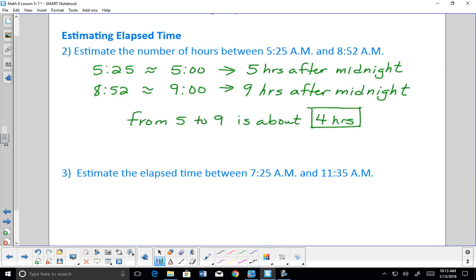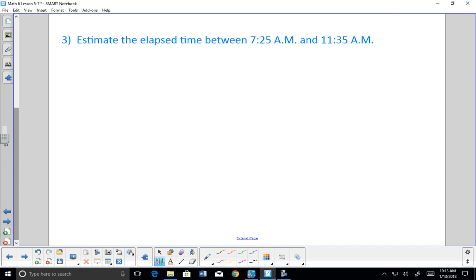Let's look at number 3. This one is a little bit more complicated because we're going to estimate the elapsed time between 7:25 a.m. and 11:35 a.m. Since 25 minutes is really close to halfway through the hour, and 35 minutes is just barely past halfway through the hour, we need to round one of our numbers up and one of our numbers down. That way, we're making sure that they are balanced.